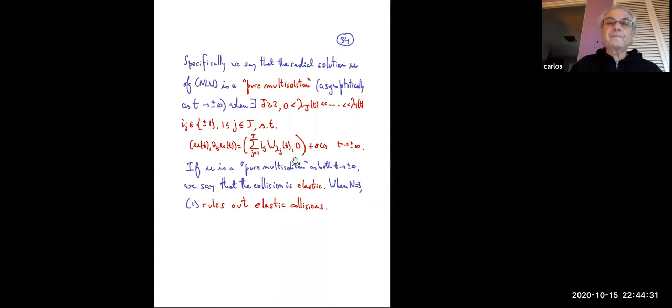Plus an error that goes to 0 as time goes to infinity, depending on plus or minus as to where you want to go, to plus or minus infinity. Suppose that we have U being a multi-soliton as time goes to minus infinity and time goes to plus infinity.